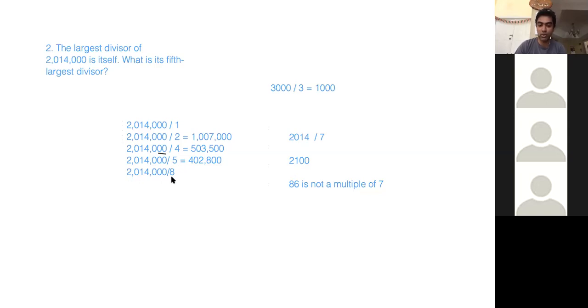Is this number divisible by 8? Well, the divisibility rule for 8 is that the last 3 digits are divisible by 8. So it is. And in this case, is it divisible? Yep. Okay, good. So what is 2,014,000 divided by 8?